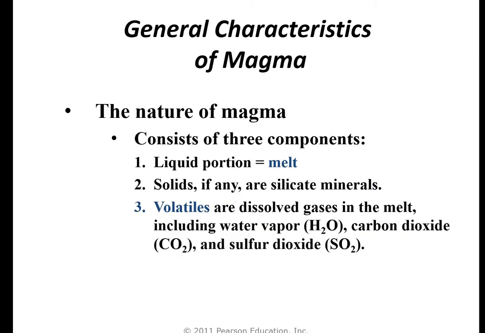The nature of magma consists of three components. The liquid portion is melt. Any solids are silicate minerals. Volatiles are dissolved gases in the melt, including water vapor, carbon dioxide, and sulfur dioxide.